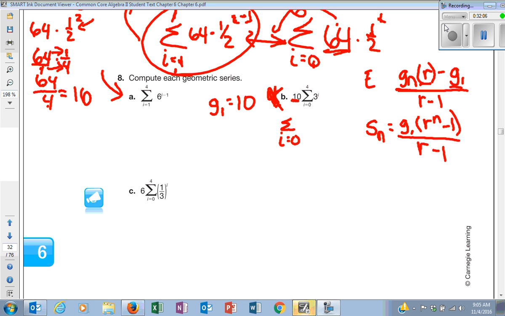10 times 3 to the i. Sorry, 3. It's the same thing. So again, you just plug 0 in here. 3 to the 0 is 1. 1 times 10 is 10. So that's how I got my first term. The next thing I need is the common ratio. Hopefully you see that that is 3. That's going to be whatever you're raising to the power. So 3 is my common ratio.